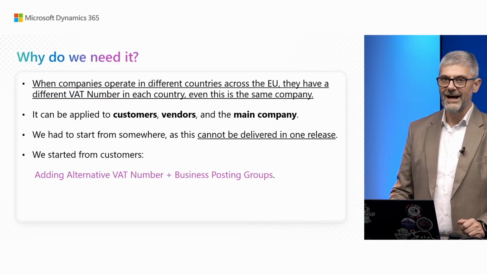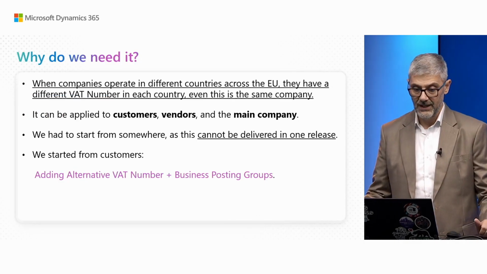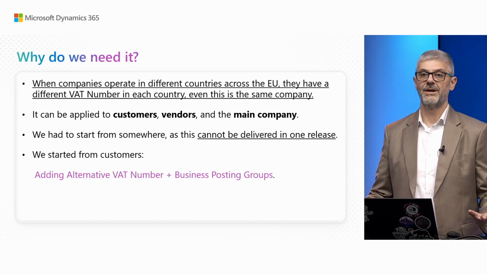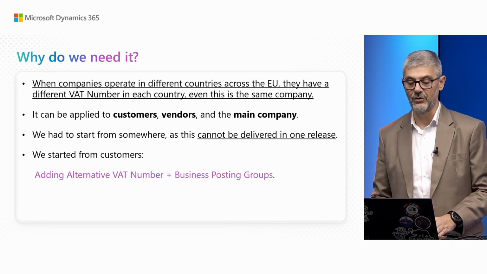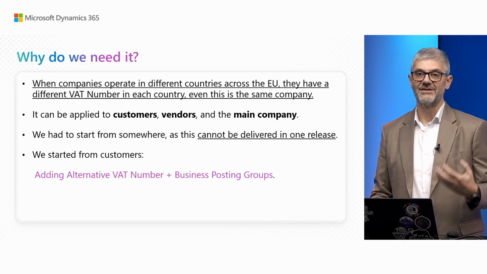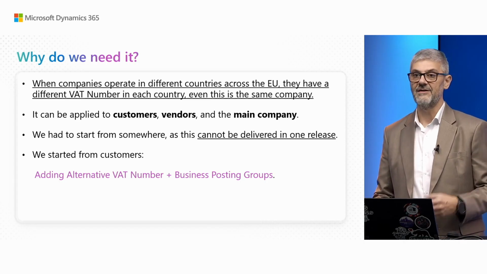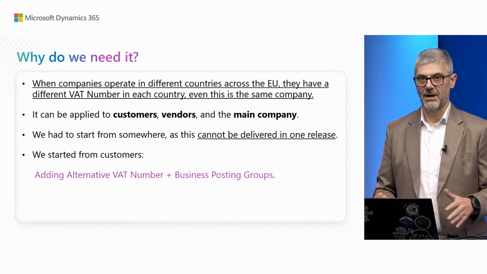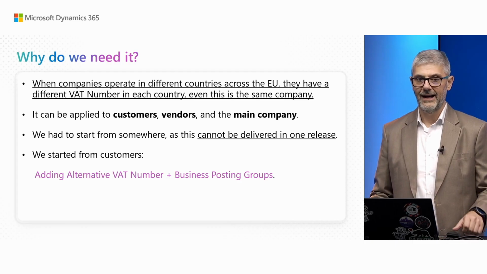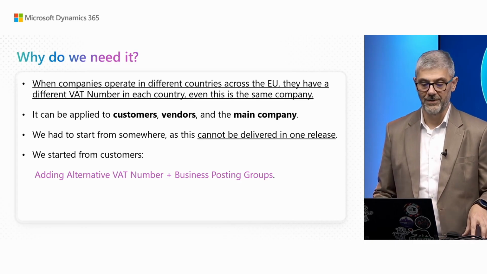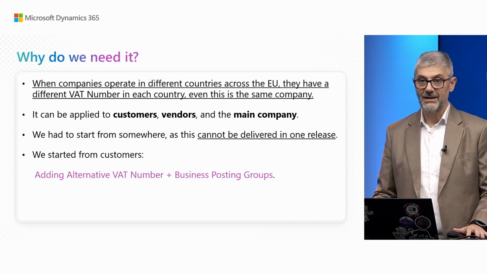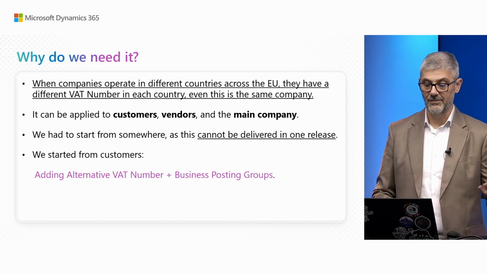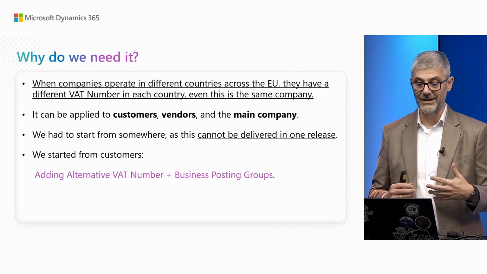First, why do we need this feature at all? This is very important. This is a legal requirement. When companies operate in different countries across the European Union, they need to have a different VAT number in each of the countries, even if this is the same company. And this is not only for the European Union, it can be applicable in other countries as well, but this is the most common case in the European Union. It can be applied not only to customers, but to all entities: customers, vendors, and our company as well.